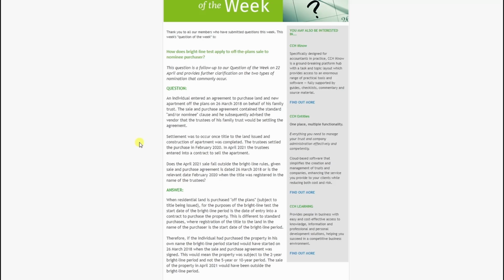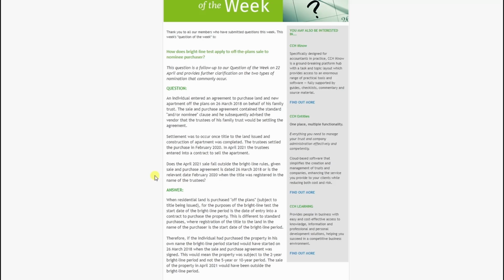So now you can see on 26 March, the individual entered into the actual agreement on behalf of his family trust as nominee, but the trustees settled the purchase only in February 2020, and in April 2021, the trustees entered into a contract to sell the apartment. So February, it was settled, and then in April 2021, about a year and 2 or 3 months later, the trustees entered into a contract to sell the apartment again. So, question, does the April 2021 sale fall outside the bright line rules?